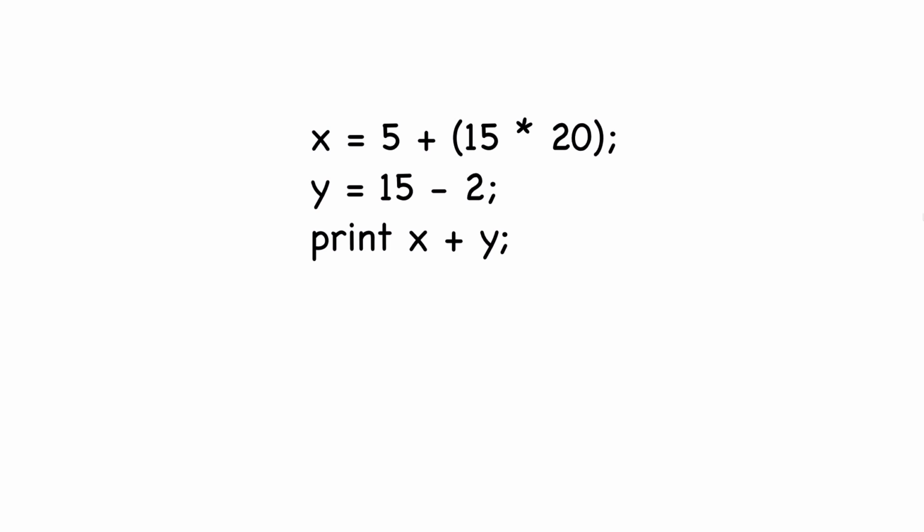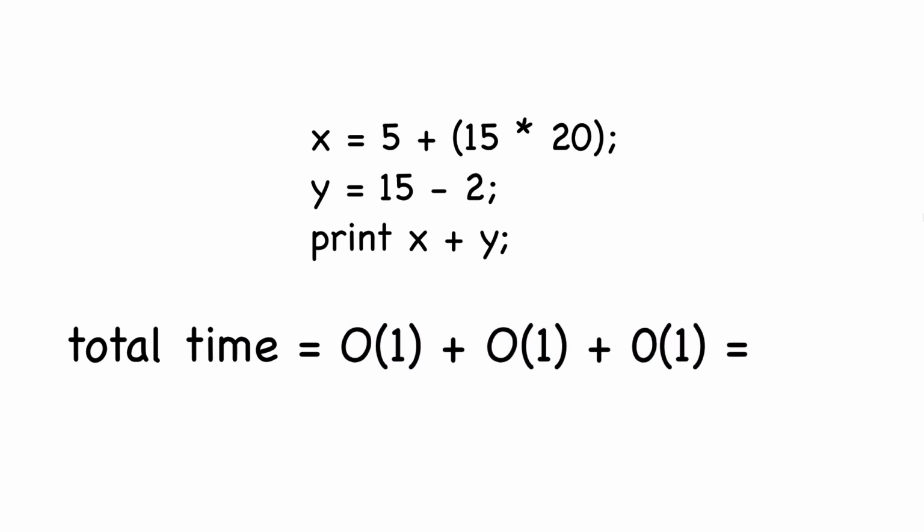What happens when we have a sequence of statements? Notice that all these are constant time. How do we compute big O for this block of code? We simply add each of their times, and we get 3 multiplied by big O of 1. But remember, we drop constants, so it's still big O of 1.